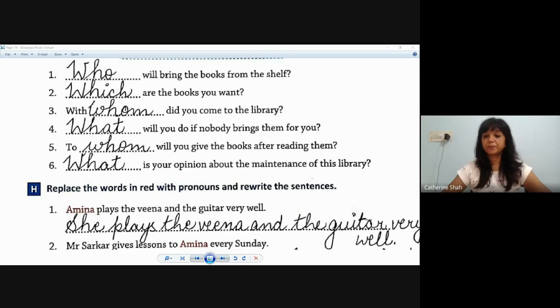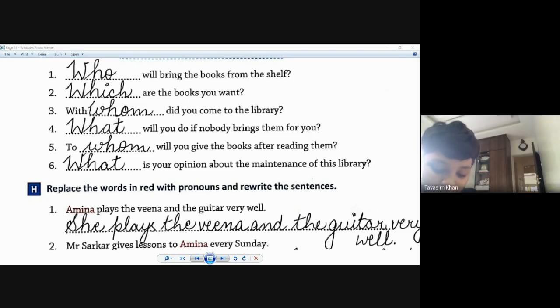Number 2. Who was it? Tawassim, answer number 2. Mr. Sarkar gave lessons to Amina every Sunday. So you have to replace Amina. Where's Tawassim gone now? Yeah, Tawassim. Tell me the answer. Sarkar gives lesson to.